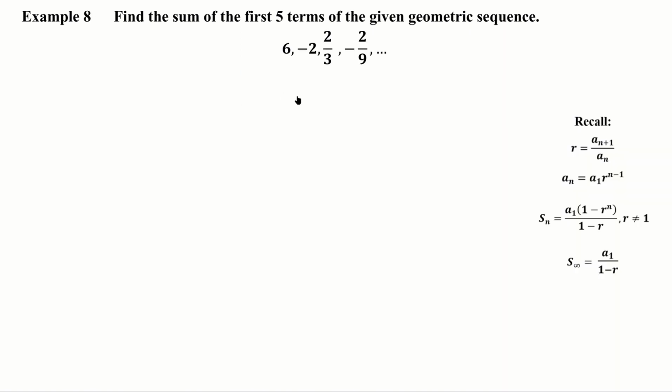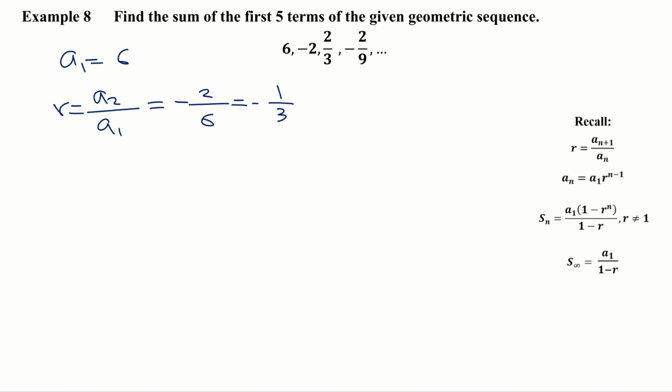All right, here's another one. Go ahead and try this one and see what you get. It's no different. It just has some fractions. I wanted to make sure that you see one with fractions. We want the sum of the first 5 terms of this sequence, right? So we know that A1 is 6, right? And we can get R by doing A2 divided by A1. So we get negative 2 over 6, which is negative 1/3.